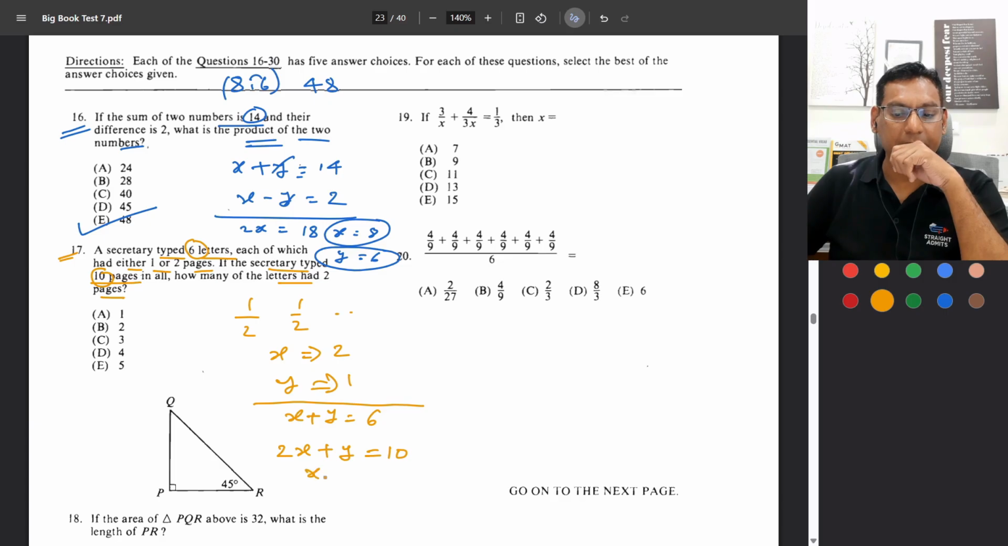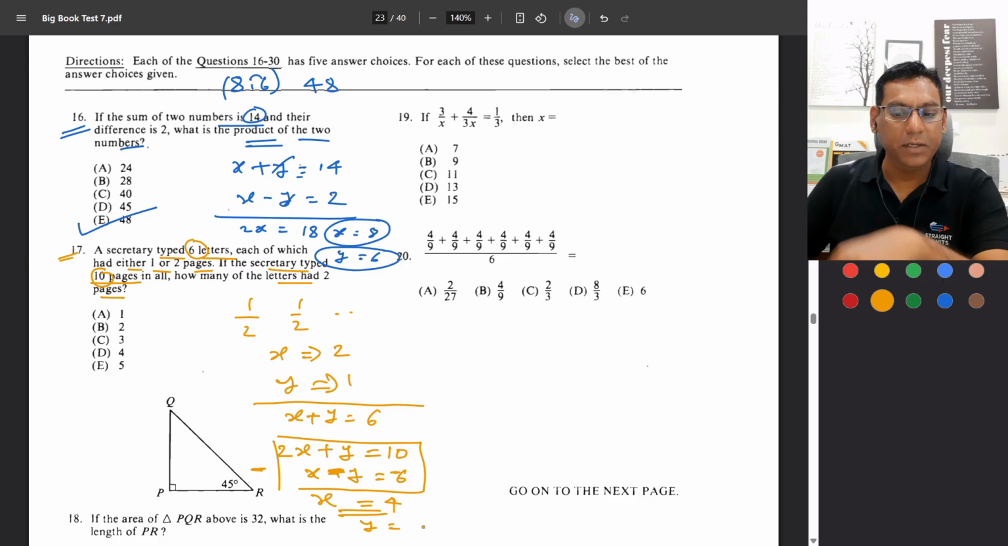Okay, right, let me write it down here for simplicity. So these are the two expressions I get. I subtract one from the other, so this becomes a minus, this becomes a minus. Okay, so 2x minus x is x, y minus y is 0, and 10 minus 6 is equal to 4.